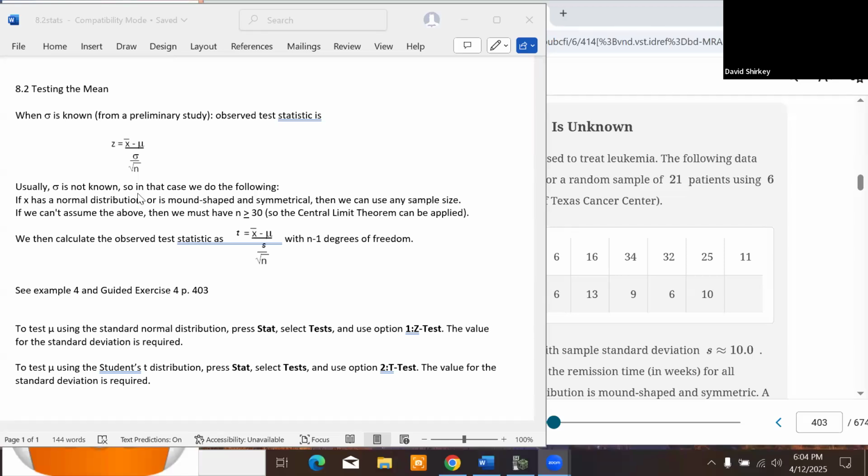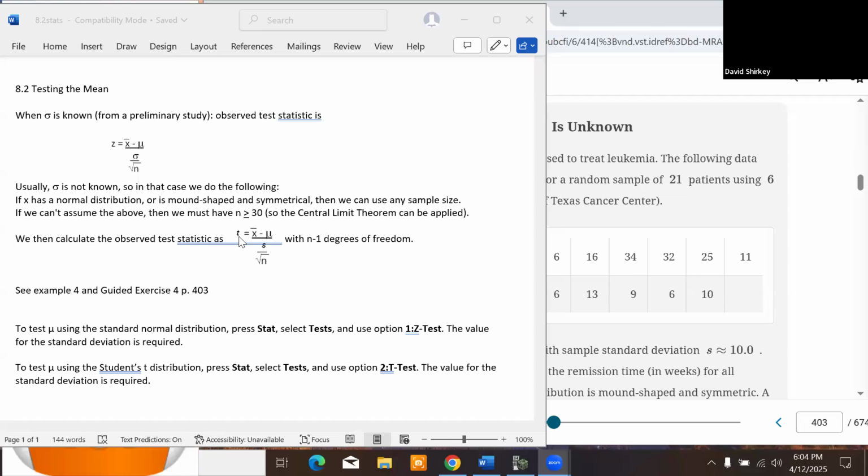So in that case, we do the following. This goes back to chapter 6 information. If x has a normal distribution or is mound-shaped and symmetrical, then we can use any sample size. In other words, if the x distribution is normal, the x bar distribution is going to be normal. If we can't assume the above, we need to have a sample size greater than or equal to 30, involving what we saw in chapter 6 called the central limit theorem, which can then be applied.